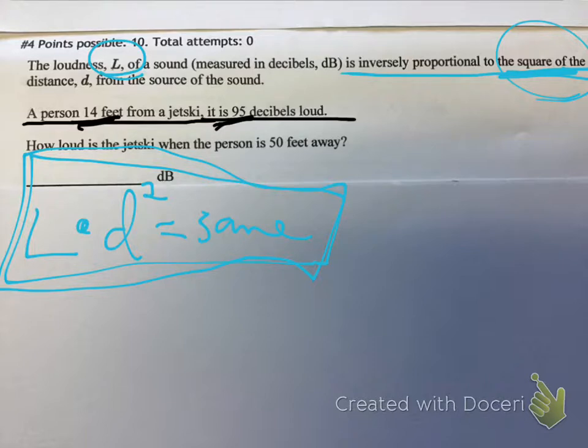But what that tells us is if we have a 14-foot distance, then that means D is 14. Why did I put 15? D is 14 there.